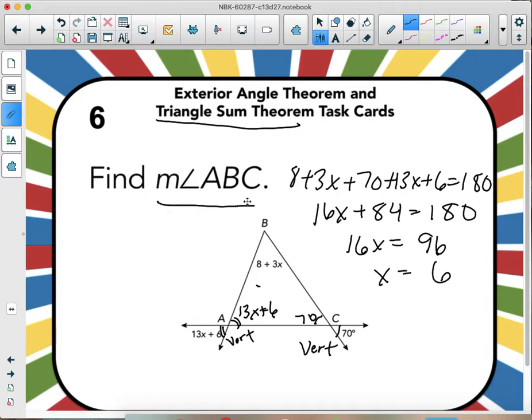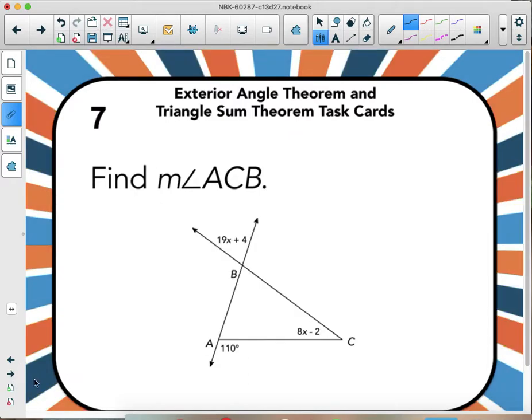Again, up here, they're asking us for a specific angle. They say angle ABC. B tells me I'm looking at my angle up here on top. So I would plug my 6 back in, so we'd have 8 plus 3 times 6. So 8 plus 3 times 6 is 18. So we add those together, we get 26 degrees for our angle. Okay. Again, this one you had to move some things around a little bit to get to our triangle sum theorem. This is more of the kind of critical thinking that you're going to be expected to do on a quiz or a test.